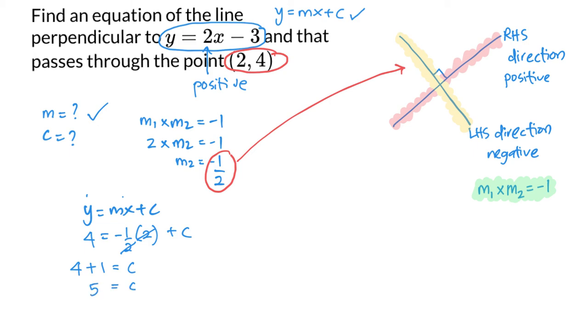So now we have c. We have m, we have c. Our equation is complete now: y equal negative half x plus 5. Okay? So this should be our equation of the line that is perpendicular to y equal 2x minus 3.